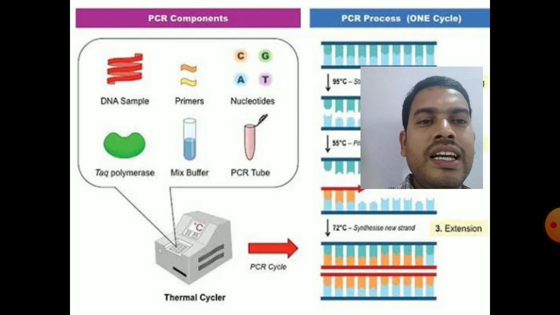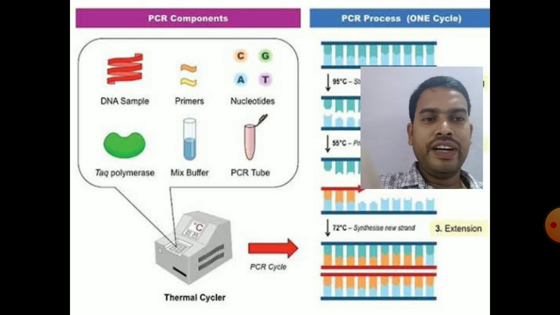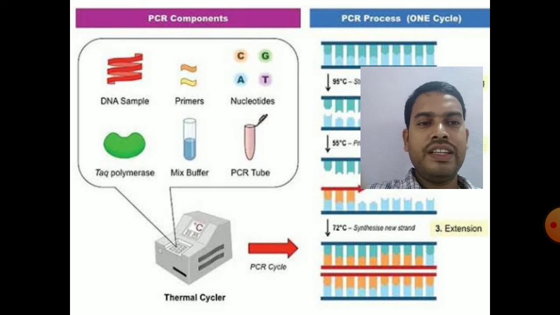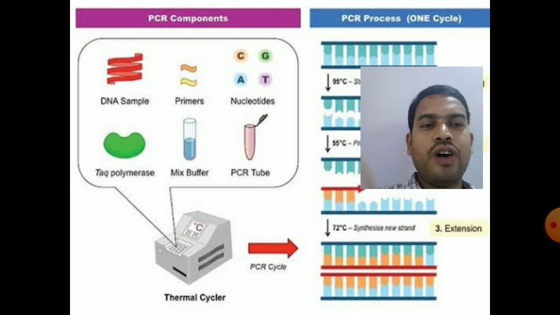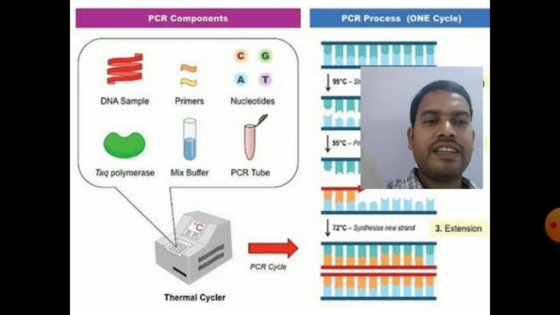This thermal cycler maintains different temperatures required for the process of PCR. You can see the components on the left top. All these components are mixed and placed in the PCR tube, and the PCR tube is placed in the thermal cycler. So this is the process.